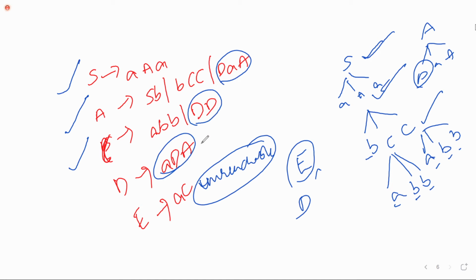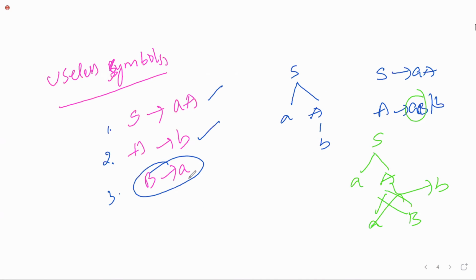Understood? So what is the first case? Now I told you two cases. Why have we taken B as a useless symbol? Because B is unreachable, we cannot reach B from S. S is the starting symbol, no? So from the starting symbol, we cannot reach B. Is the first case clear, Nalini? Yes, ma'am. So B is not reachable.